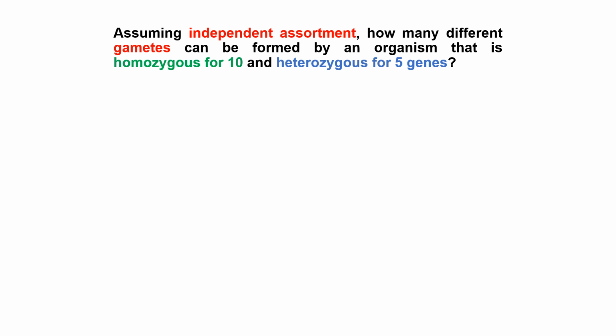Okay, now let's try to answer this question. Assuming independent assortment, how many different gametes can be formed by an organism that is homozygous for 10 and heterozygous for 5 genes? So 3 main components of this question. First, the red thing that talks about independent assortment. They talk about gametes, and there are 10 genes that are homozygous and 5 genes that are heterozygous.